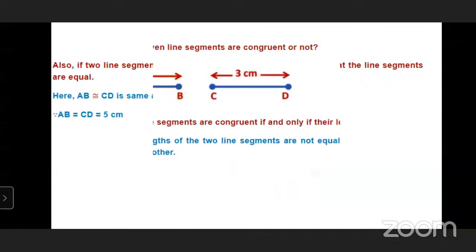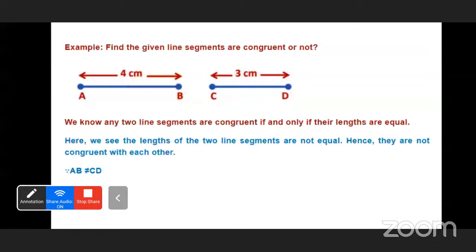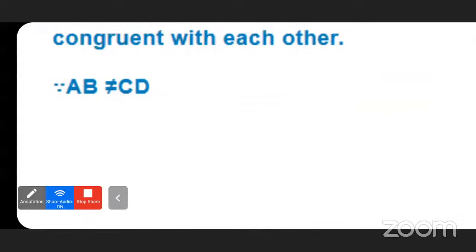Second, we see some examples. Find out whether the given segments are congruent or not. One segment is 4 centimeters here, and the second one is 3 centimeters. The measurements of the segments are different, so we can say the line segments are not congruent, and non-congruence is written here like that: line AB and line CD are not equal.